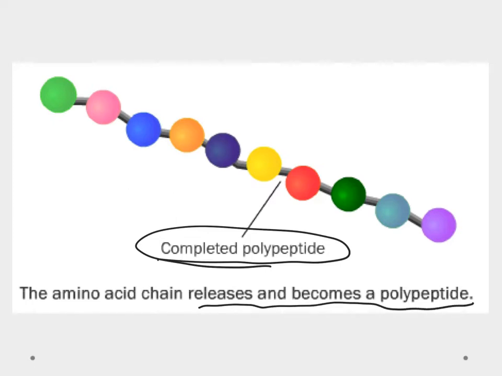And then, because of the hydrogen bonds between these different amino acids, it'll start to fold and take shape and become the protein structure that's necessary for the cell to do what it needs to be doing.